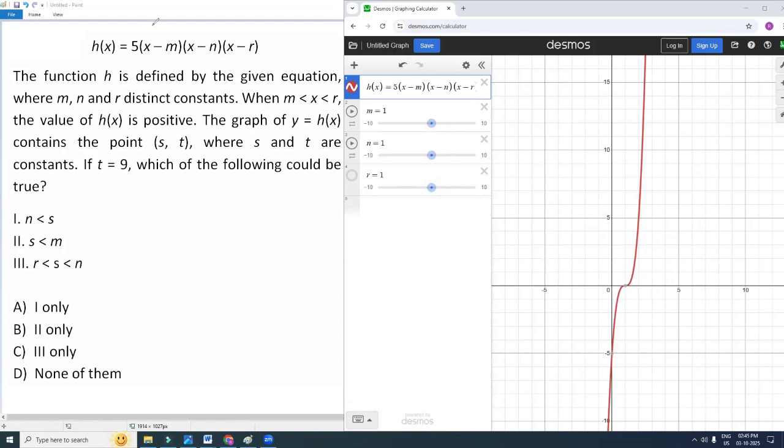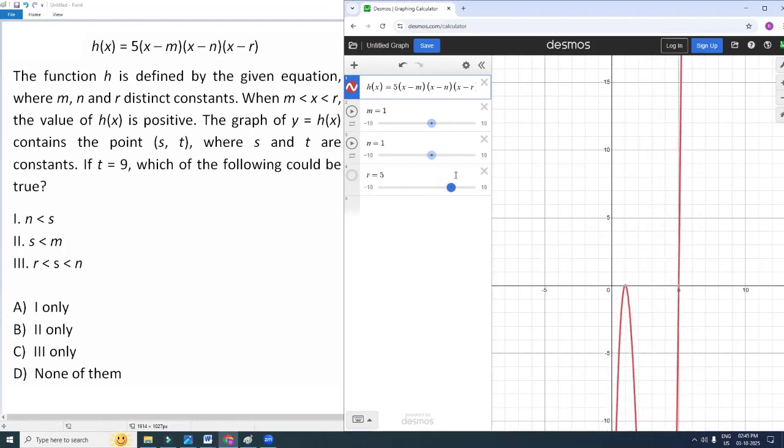Now we can use the slider in Desmos to fix the values for m and r so that m is less than r. Here already we have the value 1 for m. Now let me move the slider to get a value for r so that it is greater than m. Let me take r equals 5. Here I have taken m equals 1 and r equals 5. So that is 1 is less than 5.